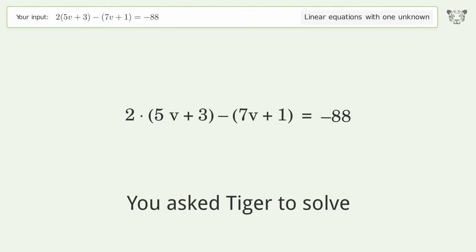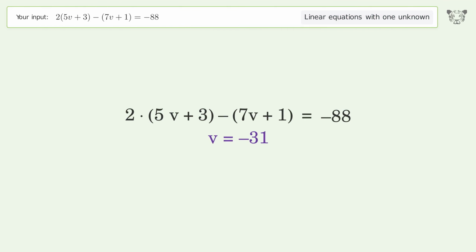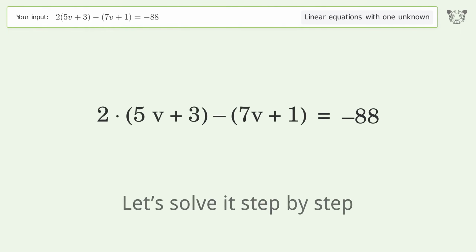You ask Tiger to solve. This deals with linear equations with one unknown. The final result is v equals -31. Let's solve it step by step.